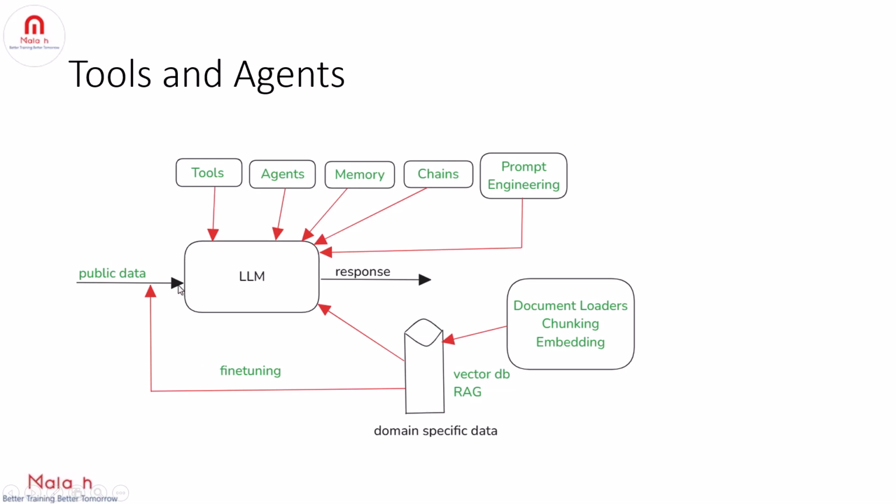So far we have seen different components of LangChain, that is prompt engineering, chains, memory, agents, and tools. And we have also seen RAG, right? So how to build RAG applications as well. And now let's see how we can empower an LLM by providing access to different tools. Now let's go to VS Code and try to build an application around these tools, right?